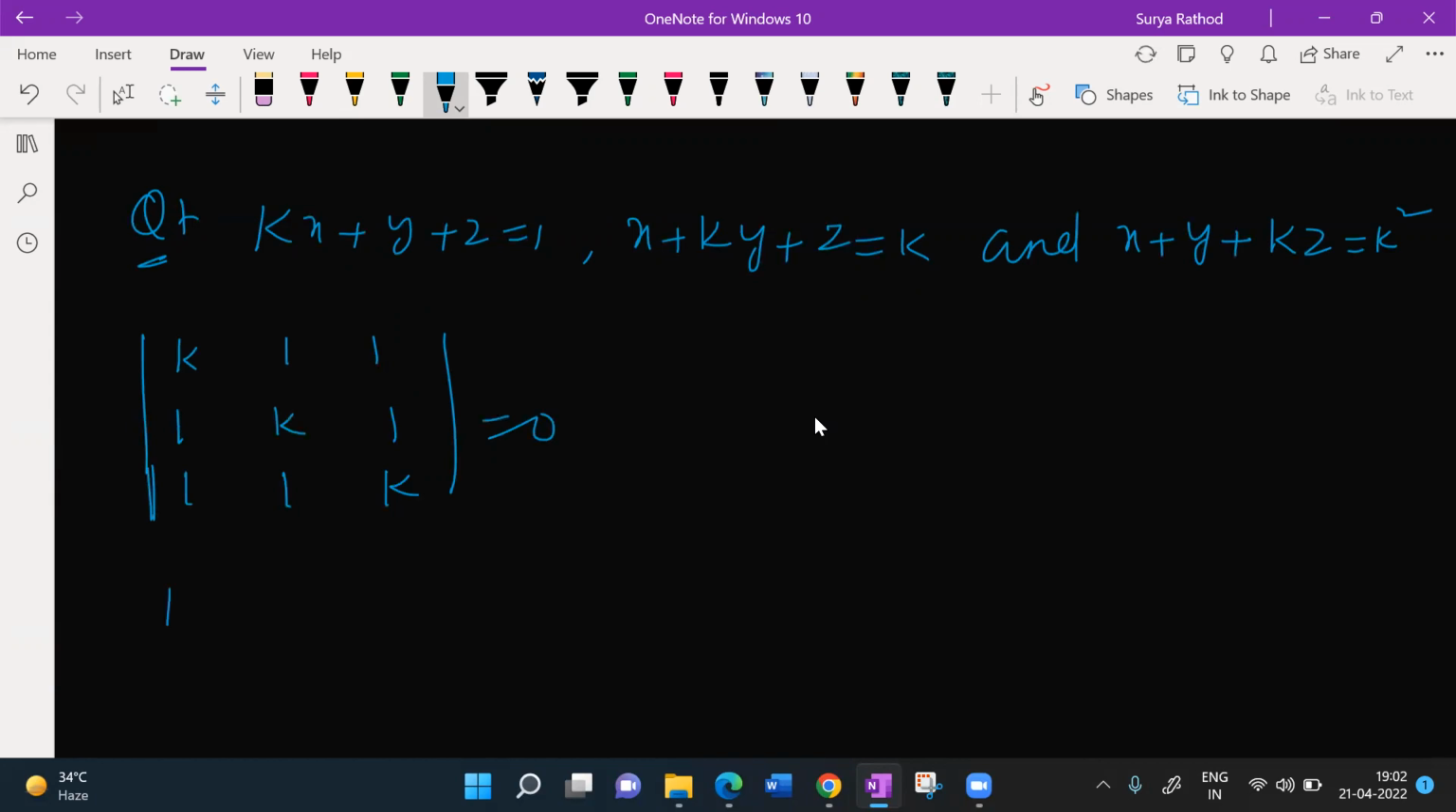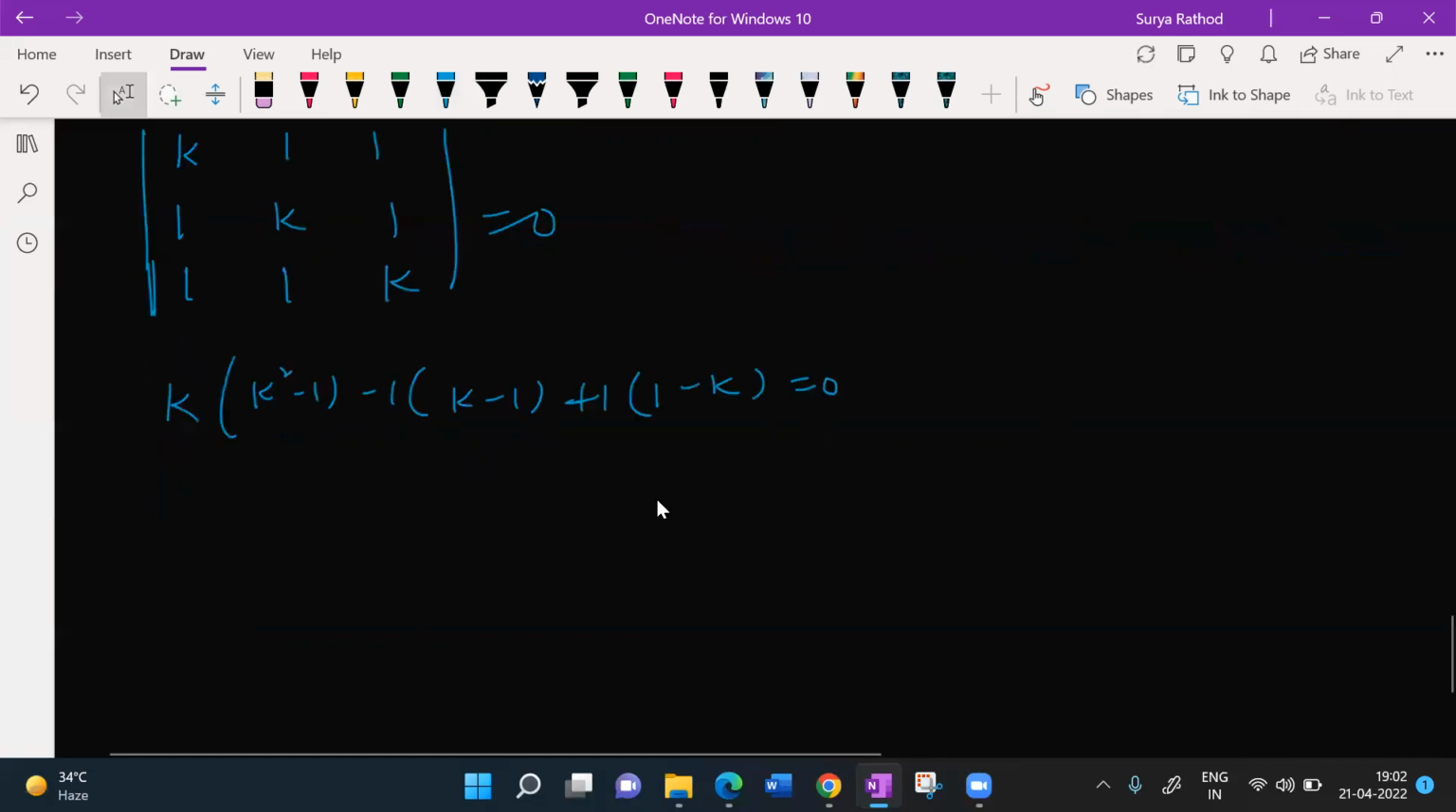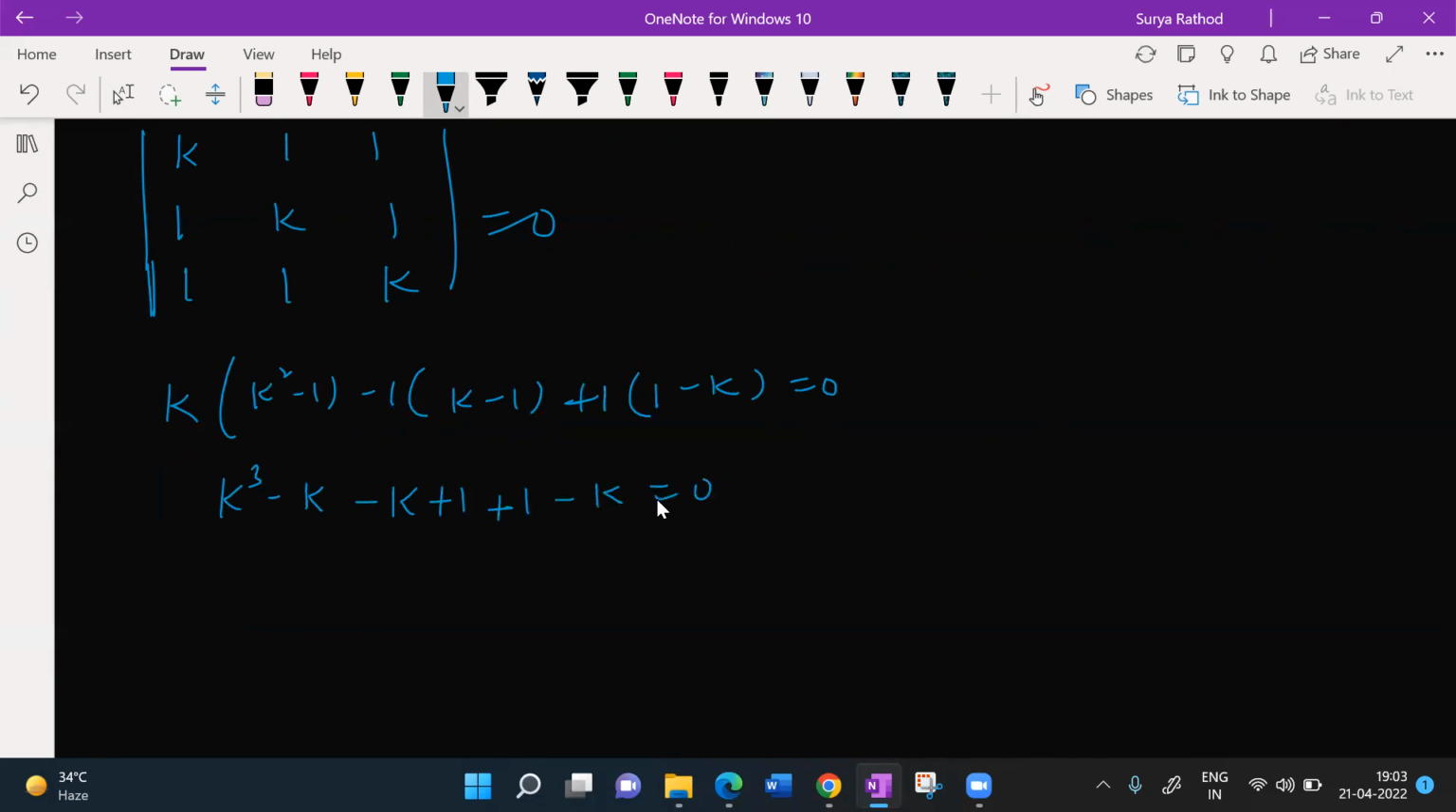Correct? So the determinant of this is what? Expanding along row 1: k into k squared minus 1, minus 1 into k minus 1, plus 1 into 1 minus k is equal to 0. Correct? Next, look at this here: k cubed minus k plus 1 minus k is equal to 0. So now k cubed minus 3k plus 2 is equal to 0.